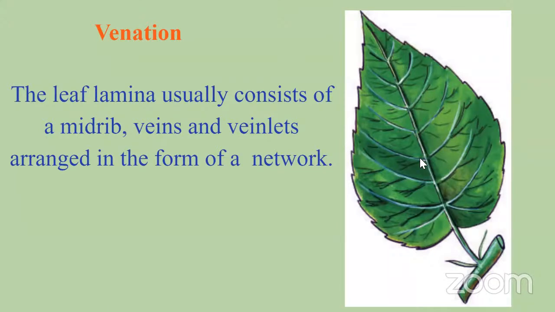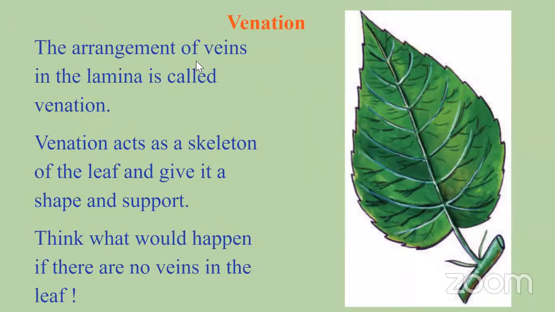So these midrib, veins, and veinlets, all together they form a network. That network of the midrib, veins, and veinlets is called venation. This venation gives support, like our skeleton. The venation gives support for the leaves. Okay. The arrangement of veins in the lamina is called venation. Venation acts as a skeleton of the leaf and gives it shape and support.